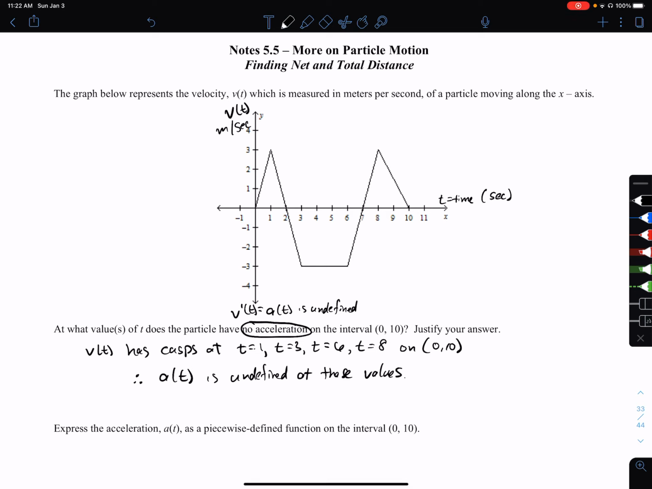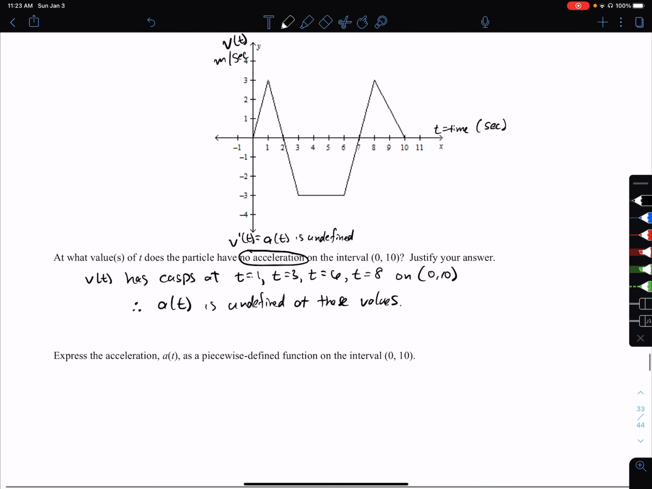Once again, a of t is the acceleration, which is measuring how the velocity is changing. It's the derivative of velocity. The derivative is undefined at those points, at those x values. Therefore, the acceleration, which is the same as the derivative of the velocity, is undefined. Express the acceleration as a piecewise defined function on the interval from 0 to 10.